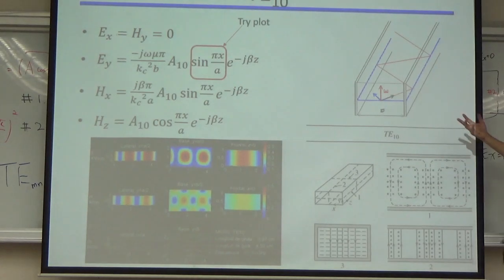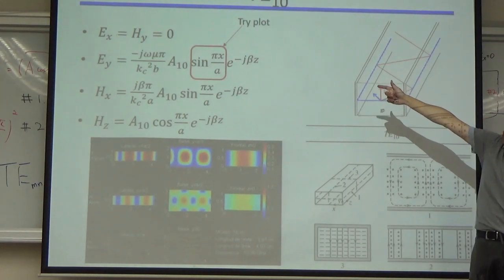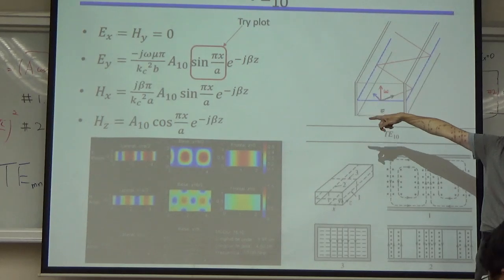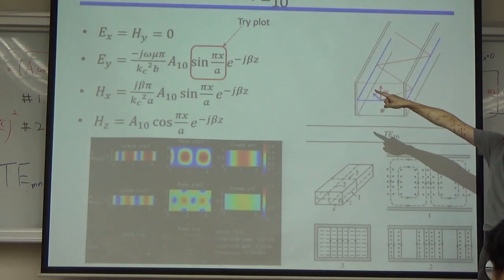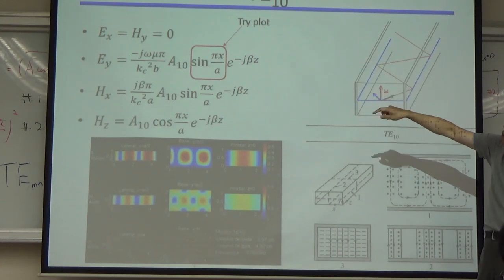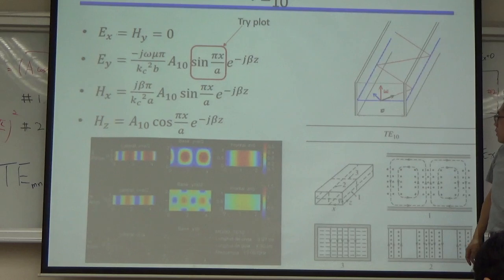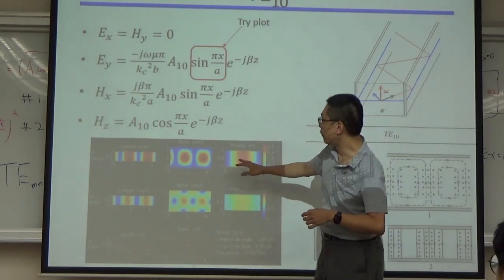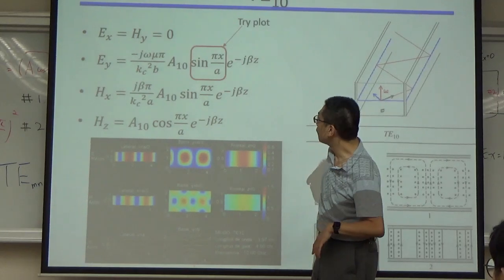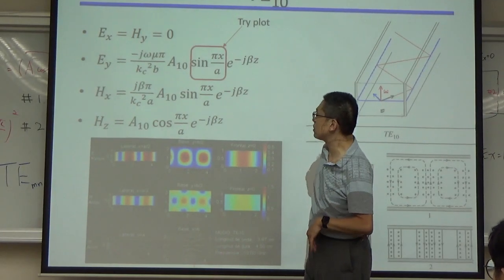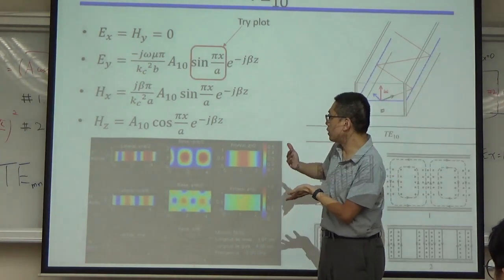So I just simplify it. I just write down the result of that page. So EX equals HY equals 0, and the EY is this one, HX and HZ. And this is how it works for the TE10 mode.